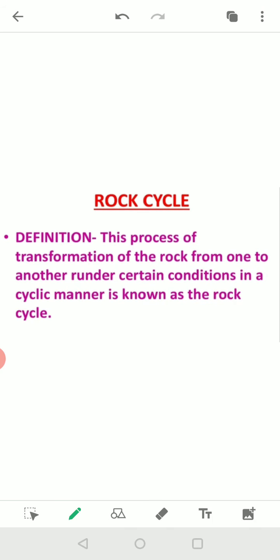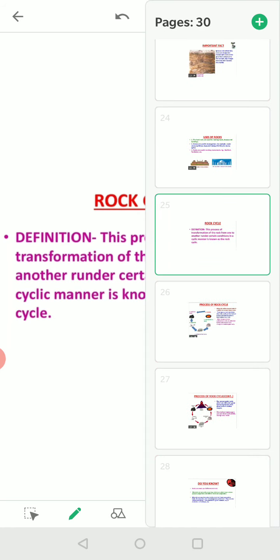Now, what is the rock cycle? It is a very important topic, the rock cycle. It is the process of transformation of rock from one to another under certain conditions in a cyclic manner. Okay, in a cyclic manner that continues, it is known as the rock cycle.